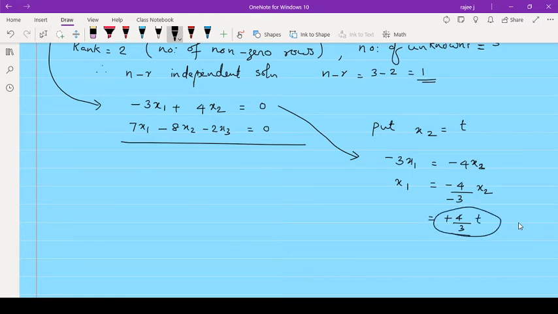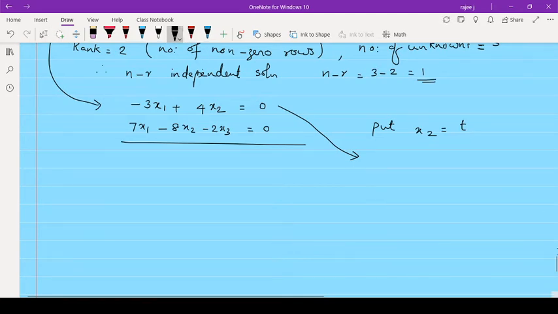So here this fraction comes, but I don't want that fraction. I do not like to keep that fraction, so I can take the value of x2 as something good, where there is no fraction. So I can keep this x2 or x1. Suppose I am taking x2 is 3t. Therefore, minus 3x1 is minus 4x2, which is equal to minus 4 into x2 is 3t. That means minus 12t. Minus 3x1 equal to minus 12t, or x1 is equal to 4t.